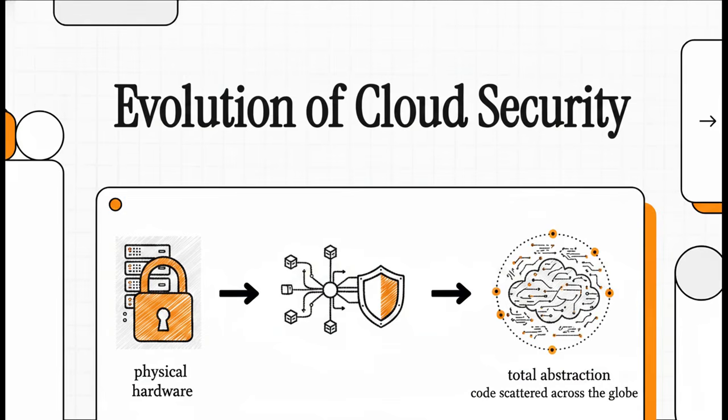All right, let's dive right into this explainer. If you work in tech, or even if you just rely on it, you've probably noticed that the ground beneath our feet is completely shifting. We used to protect physical boxes in locked rooms. Today, our infrastructure is literally made of code scattered all across the globe. So, how do we secure something we can't even touch? That's exactly what we're going to figure out today.